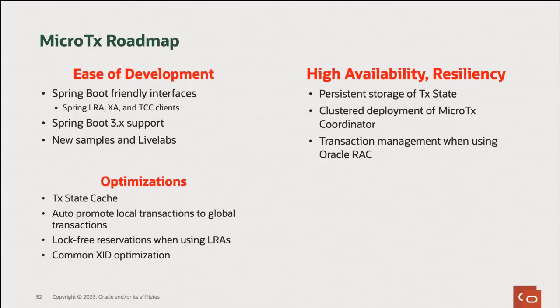And then various optimizations to improve the performance of the application. State cache: you don't have to always go to the database to store the transaction state. It can be cached before and written later. Promotable transaction: you don't have to start the XA transaction all the time. You can start with the local transaction and we'll promote it to the global transaction only if another resource manager is involved in that particular transaction.